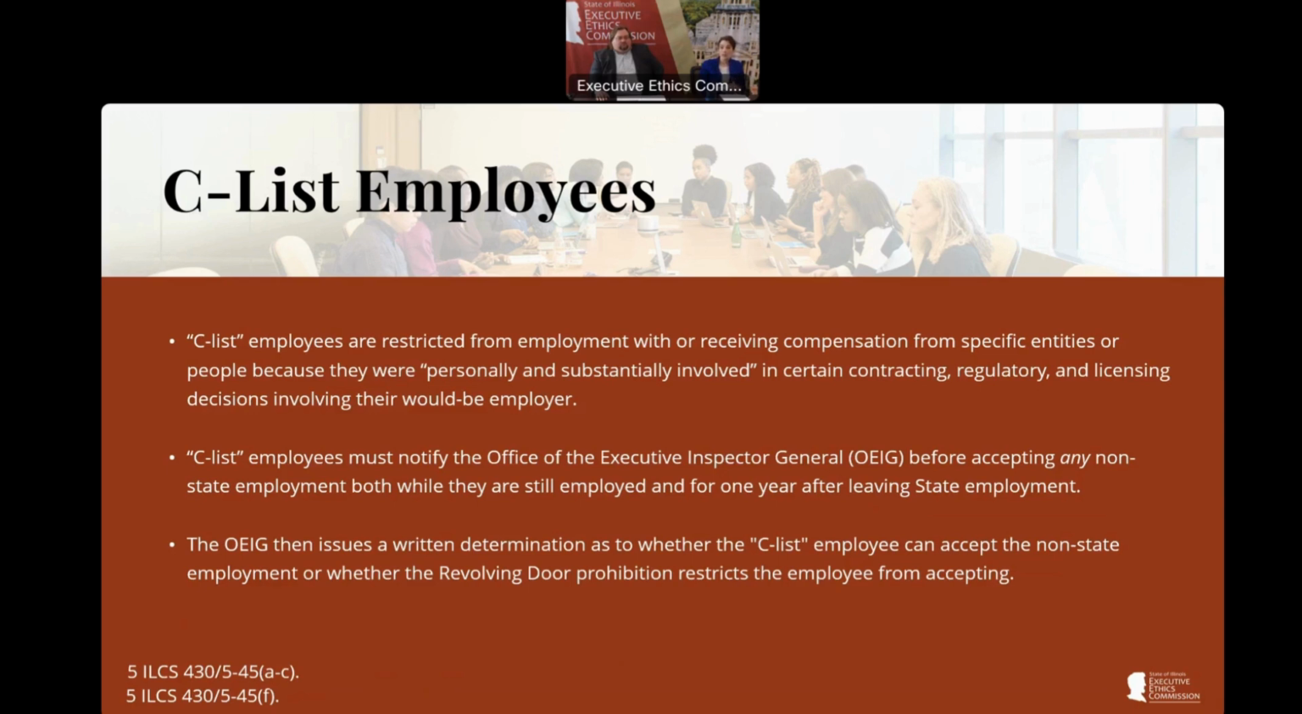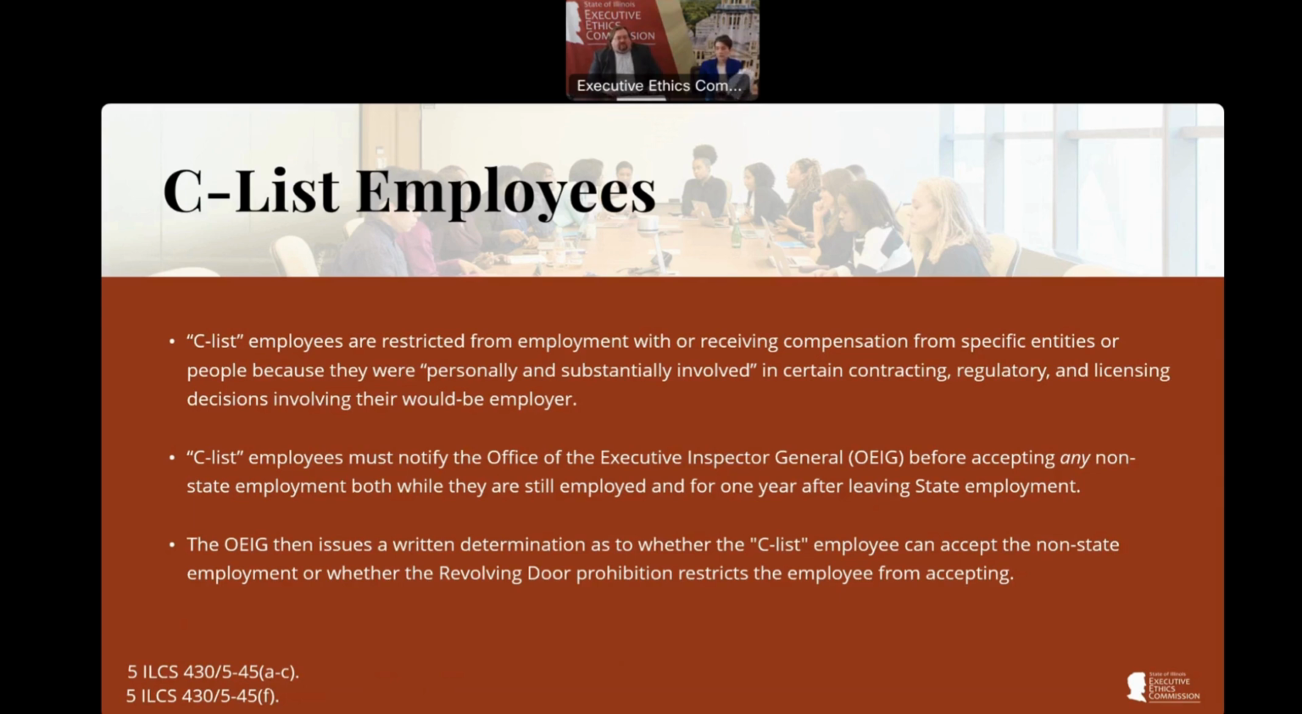So again, the big thing C-listers need to keep in mind is that before accepting non-state employment, on being seriously offered non-state employment they want to accept, they need to notify the Office of the Executive Inspector General before accepting. And that is while you're still a state employee and for 1 year after you leave state employment. Then the Office of the Executive Inspector General will look at your notification and the information provided, and issue a written determination as to whether the C-list employee can accept that non-state employment or whether the revolving door prohibition restricts the employee from accepting it.